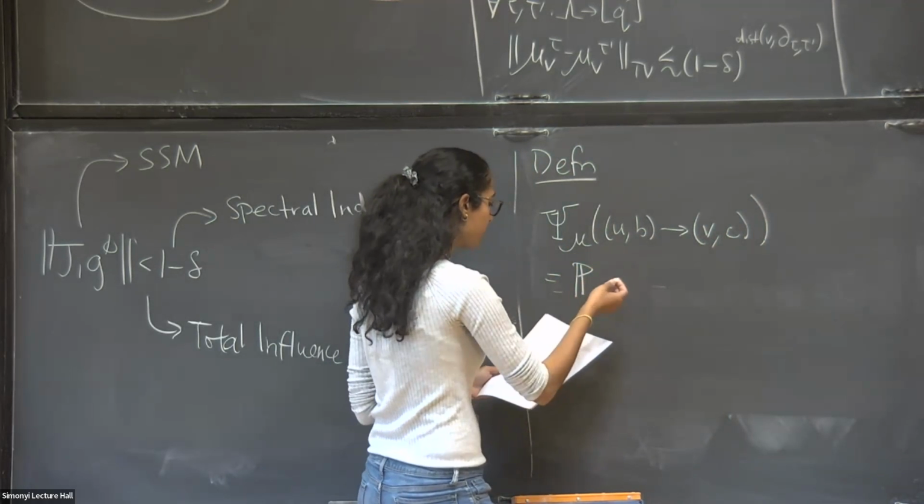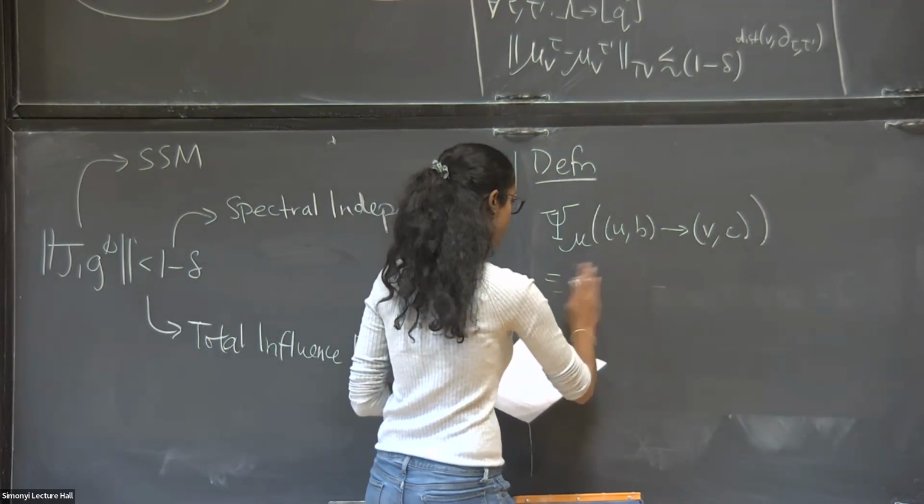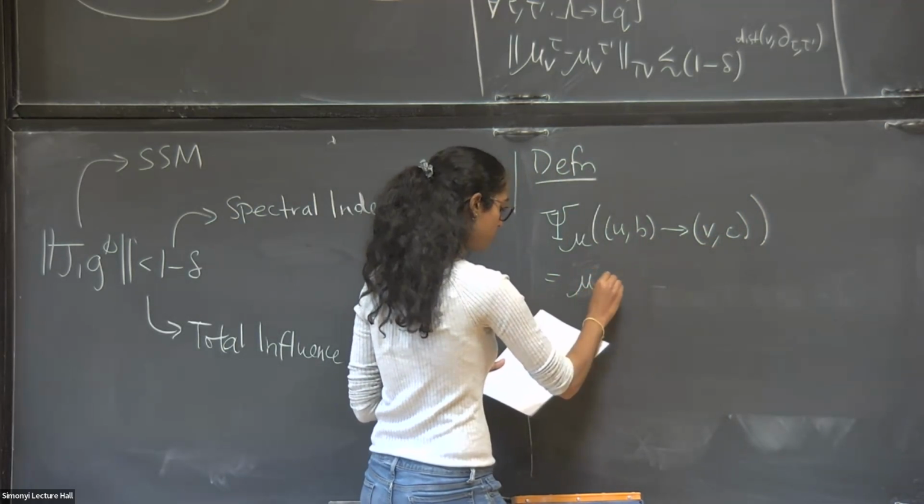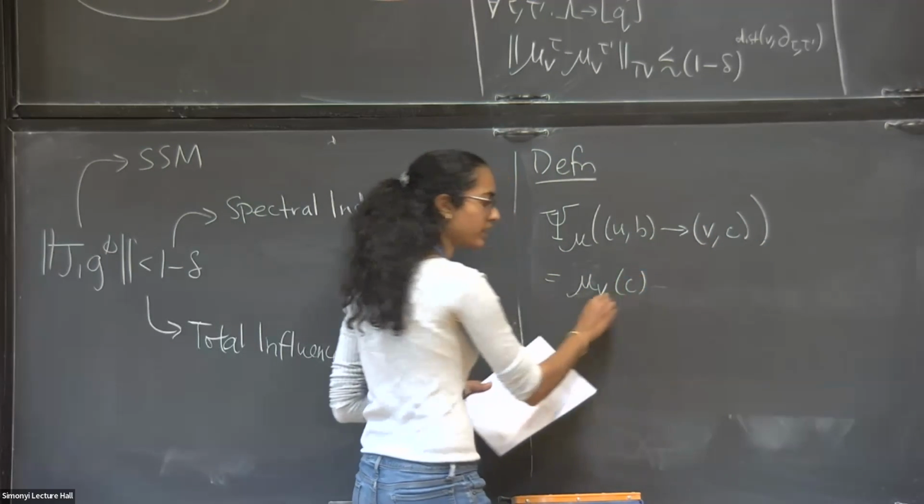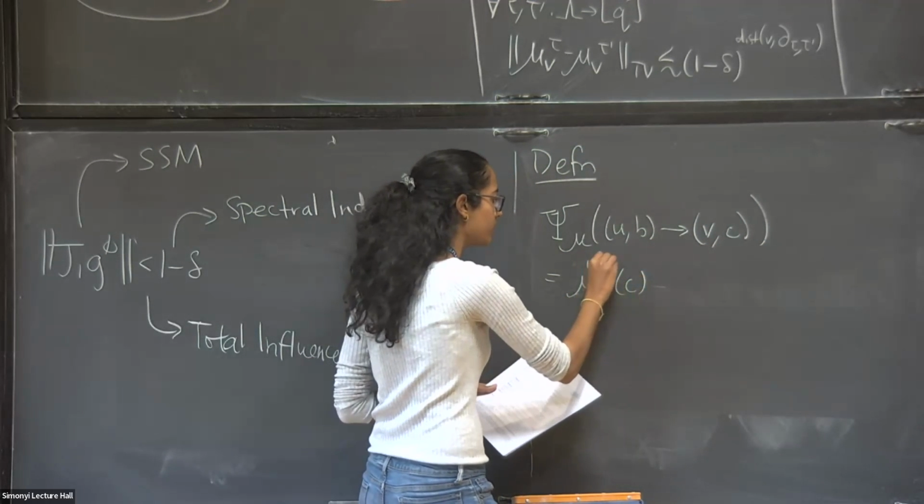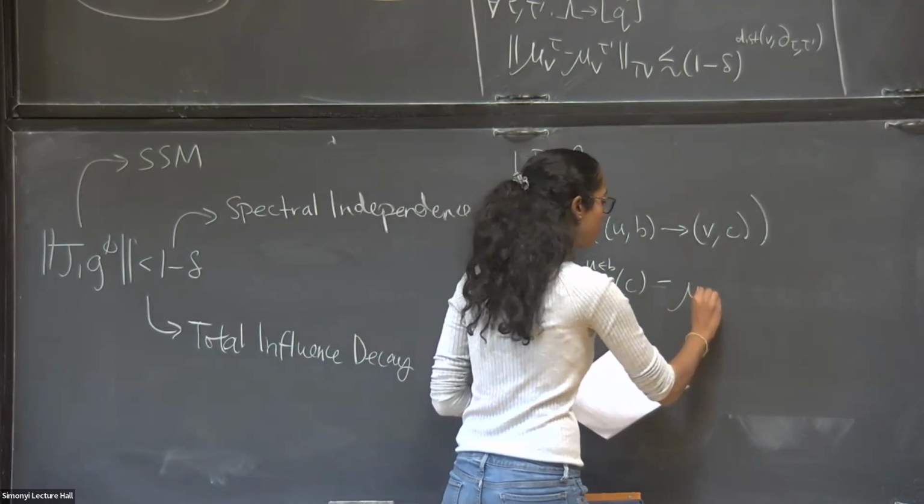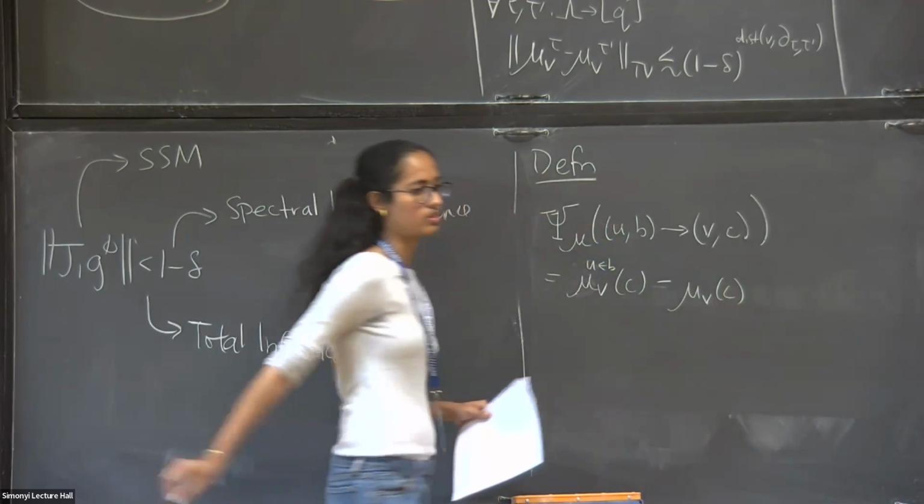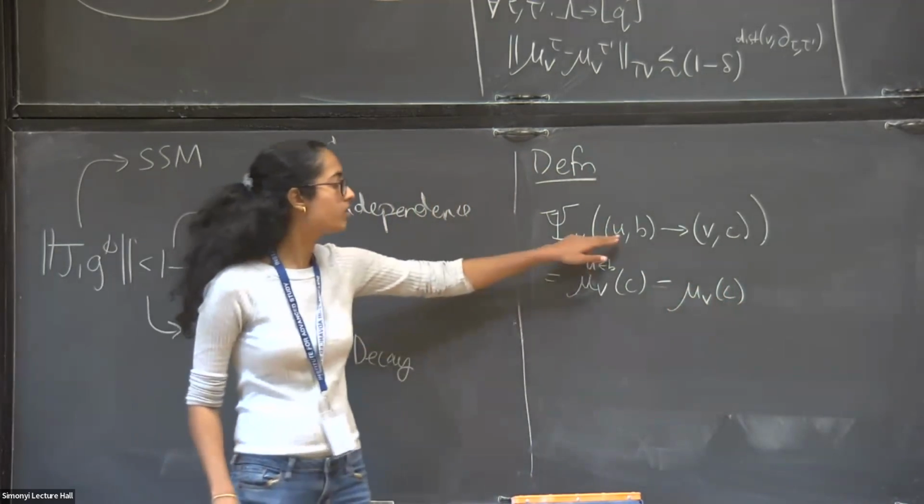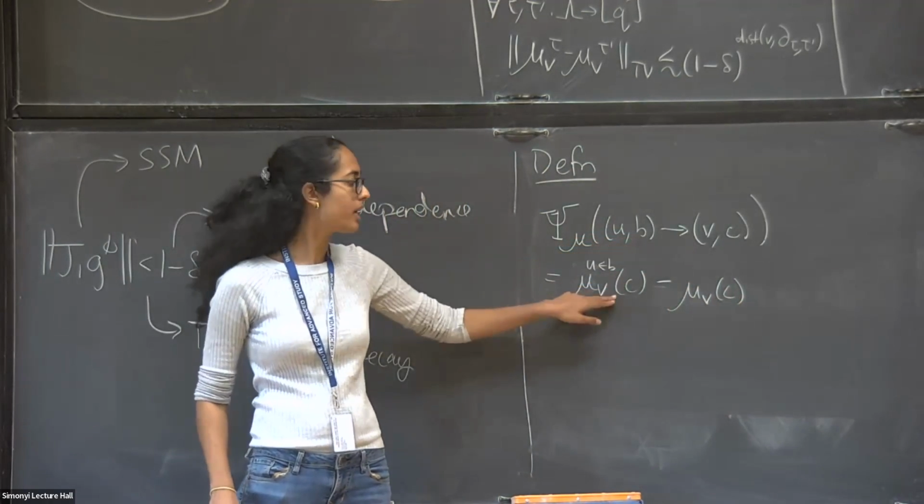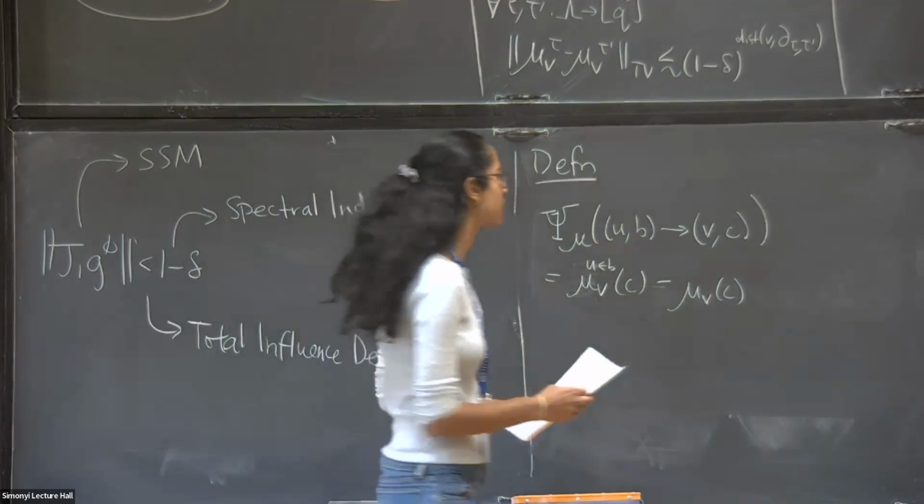Maybe I'll just write it this way. The probability that vertex V gets to be color C, given that I told you that U is colored B, minus the unconditional probability. So this is just saying how much influence does assigning vertex U to be color B have on the probability that vertex V is colored C?